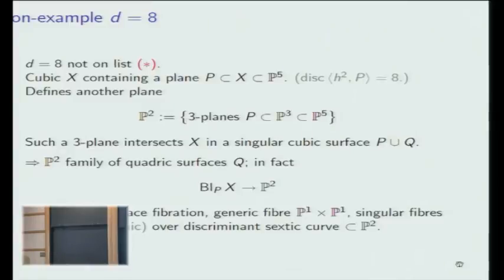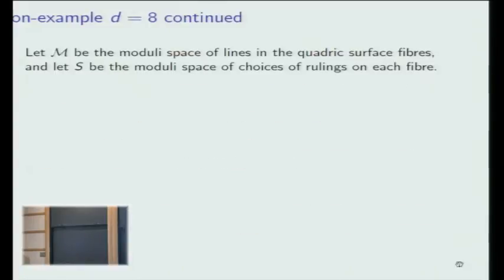So what we have is a P2 family of quadric surfaces. And in fact, what you find is, indeed, this gives you a rational map. So when you blow up the plane, you find that X is indeed a fibration of quadric surfaces over this P2. Okay. So the generic fiber is a P1 times P1 quadric surface, and the singular fibers lie over the discriminant, which turns out to be a sextic in P2, so you can see the K3 coming. All right, so these are special cubics which are quadric fibrations, more or less quadric fibrations over P2. And everyone knows what to do with a quadric fibration. There's naturally a double cover.